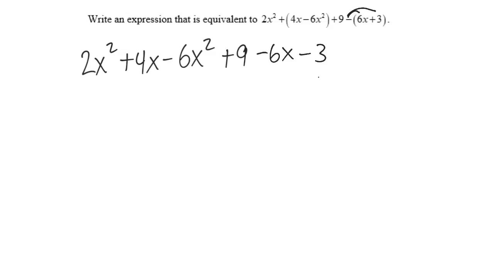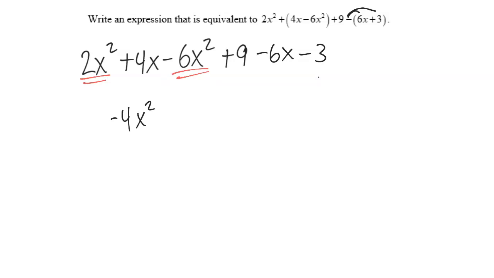Now, what I'm going to do from there is start collecting the terms that are alike. What that means is that if the term has the same power of x on it, those terms are going to be combined just by adding or subtracting their coefficients. And so what I see first are 2x squared terms here and here. I have a positive 2x squared and a negative 6x squared, which when I combine those is going to give me a negative 4x squared.